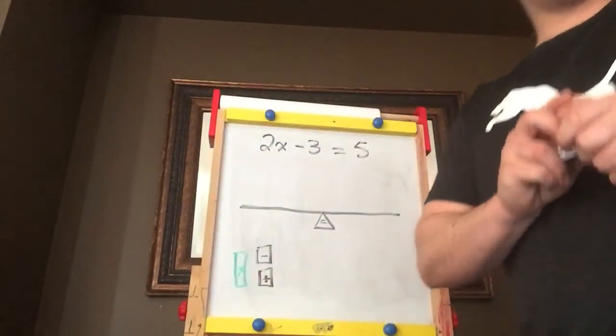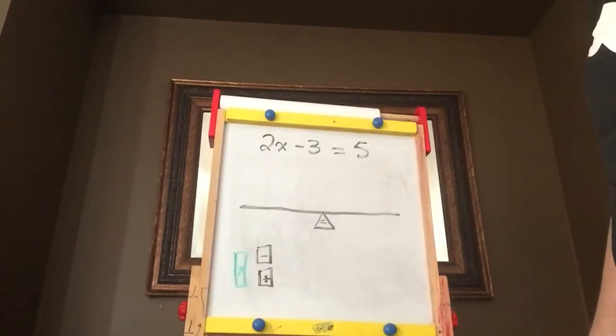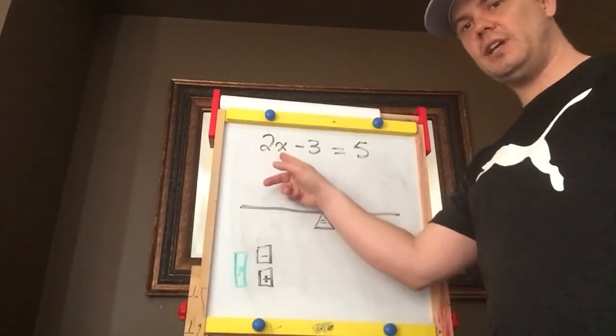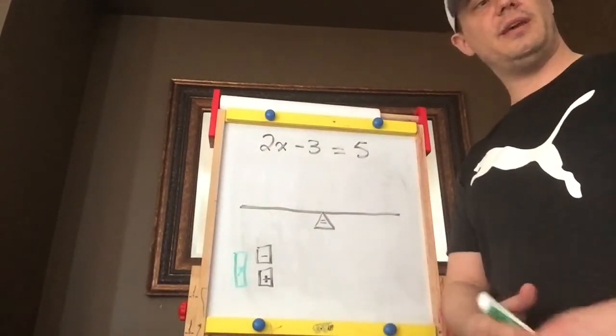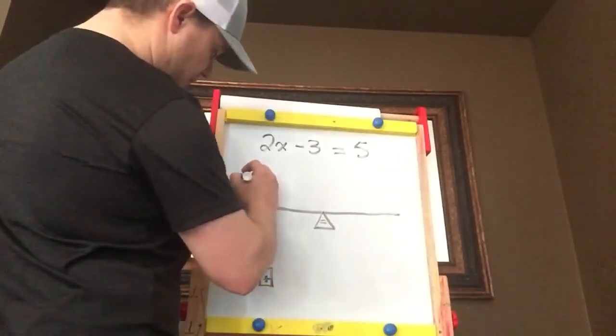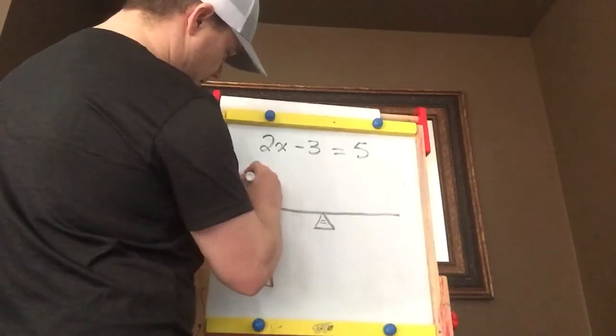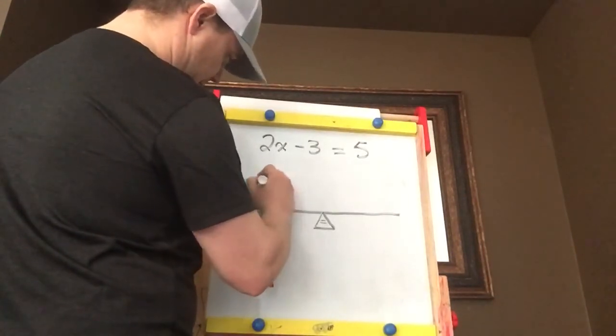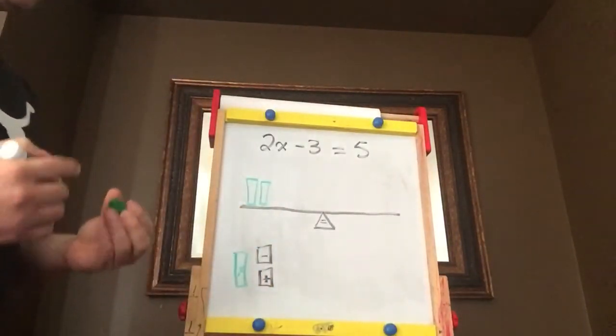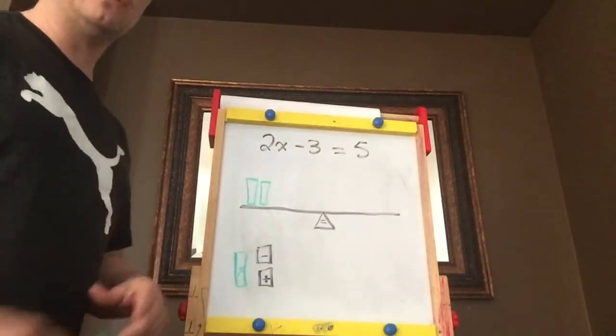Okay, so if we take a look at the question, you need to ask yourself, how many x's do we have here? Well, if I take x and multiply it by 2, that means we're going to have 2 x's. Doesn't matter if you write them horizontally or vertically. Okay, so we've got our 2 x's now. Now we've got to subtract 3 here as well.